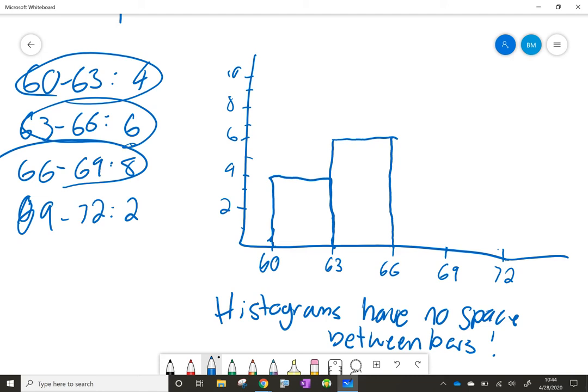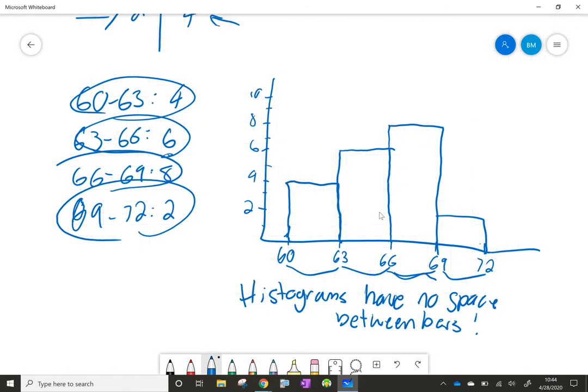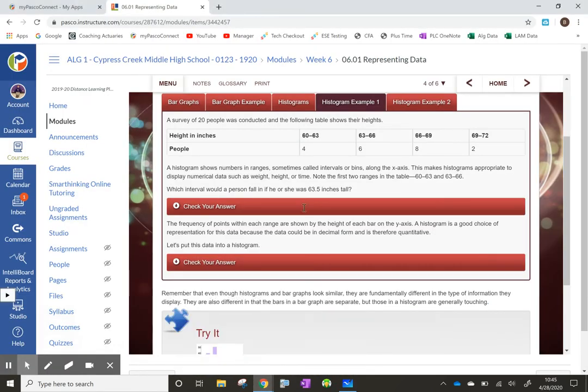So 66 to 69 goes 8 people tall. So we're going to have 8 people from 66 to 69, and then 2 people from 69 to 72. And there's your histogram. No space between the bars, and you're going over ranges of values. It's very important, but it's pretty much a bar graph. But remember the difference between this and a bar graph is a bar graph has categories. Histograms will not. Histograms have the ranges.